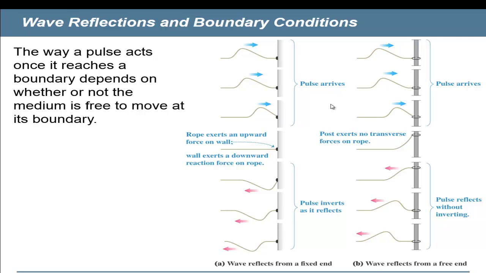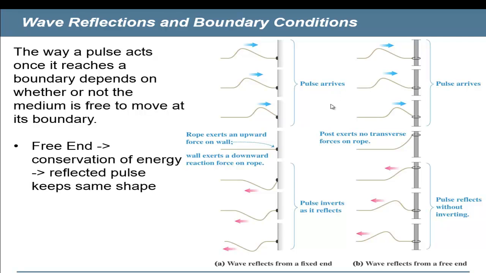If it's free to move, which we have in part B over here, then we have a conservation of energy. And so the reflected pulse will keep the same shape as the incoming pulse. Basically, we have our incoming wave right here on the free end. The pulse is coming in, it gets closer and closer, and when it hits the free end, all that energy is transferred to kinetic energy first, and then finally gravitational potential energy right here, right?